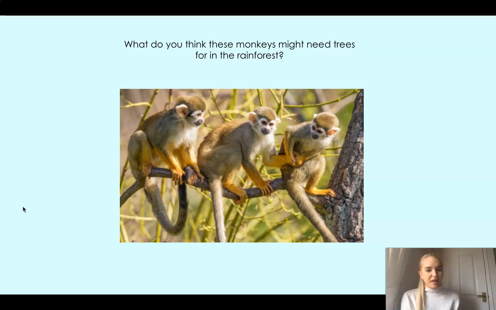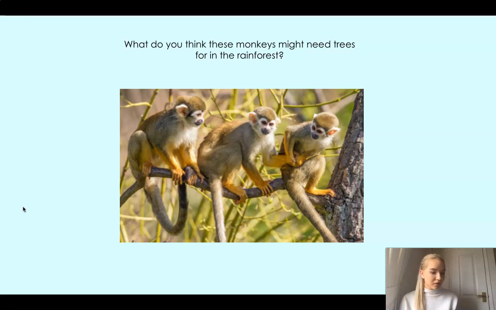Now, I want you to think about this picture. This is a picture of three monkeys. We know in the book, The Great Kapok Tree, that there were a troop of monkeys that tried to convince the Axeman not to chop down the trees. I want you to think about what these monkeys might need trees for in the rainforest.